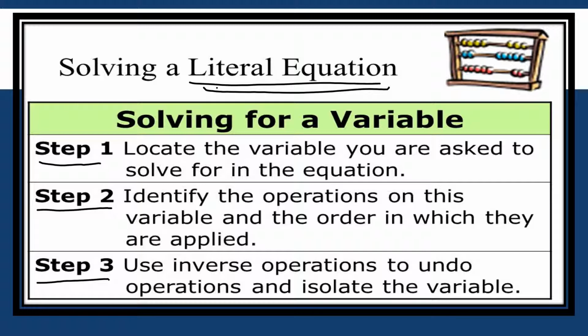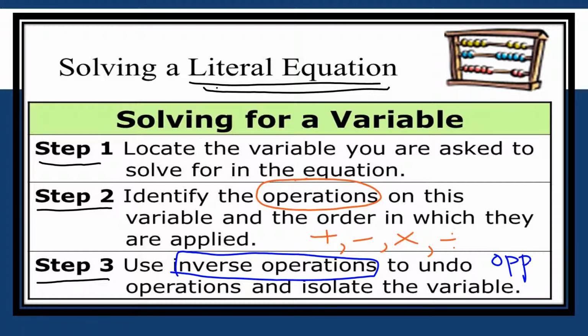Step 2 says identify the operations on this variable and the order in which they are applied. Now that's kind of confusing. What they mean by that is, are you adding, subtracting, multiplying, or dividing? If you can figure out what you're doing, you're always going to do the opposite. That's what they mean in step 3 when it says use inverse operations. Remember, that's a fancy way to say do the opposite, to undo operations and isolate the variable. These steps might be a little confusing, but we'll go through some examples and hopefully that will help.